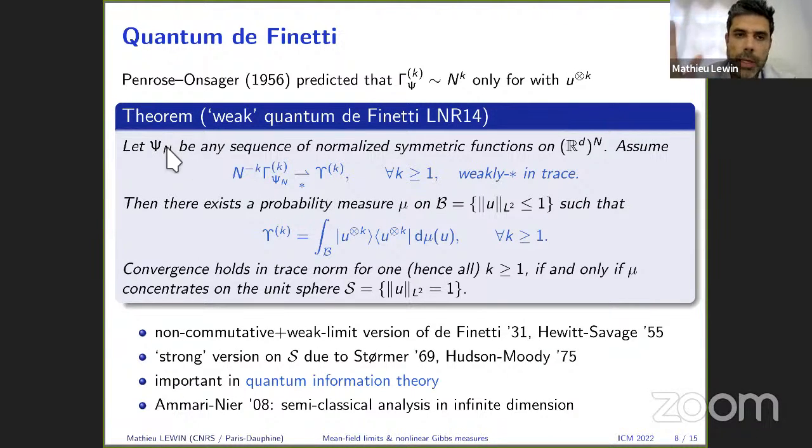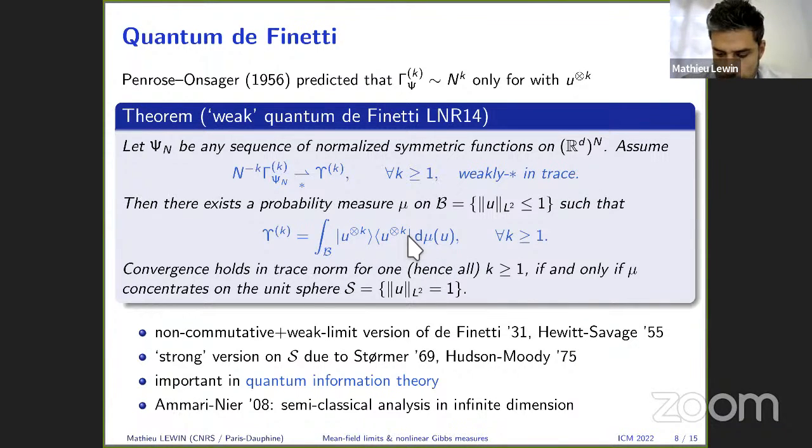It doesn't have to be a ground state, doesn't have to solve any equation. So you take any sequence psi n of symmetric functions on R^d to the n, and then you look at the density matrices. You divide by n to the k, you get a bounded sequence in the trace class, and after extraction, maybe you can always assume that this converges to some limit gamma k, weakly star in the trace class. The theorem says that these limits can't be anything, they have to come from a probability measure on the unit ball of L2, and then you get an average of u tensor k.